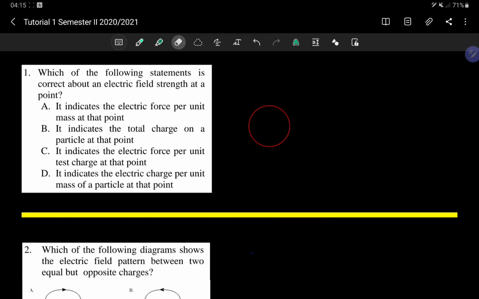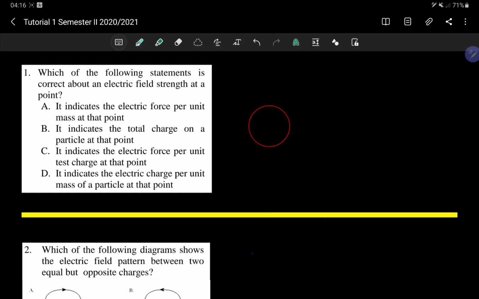Okay guys, so let's start by discussing the objective questions. Let's start with question number 1. Alright, so this is the question. Which of the following statements is correct about an electric field strength at a point? The answer is just between A, B, C or D.